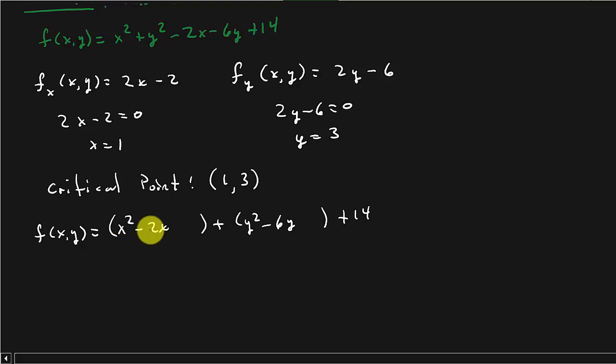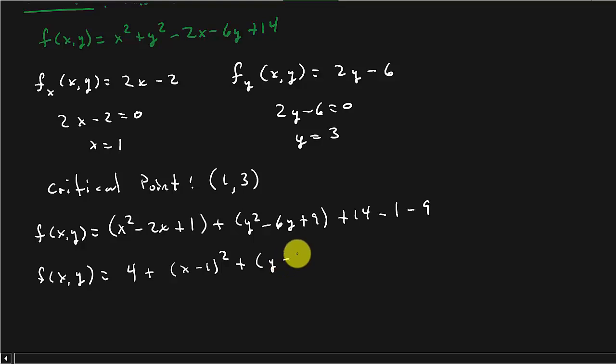So if I take the 2, I half it, that's 1. 1 squared is 1, so I add 1. That means I have to come over here and subtract 1. And then I half the 6, that's 3. 3 squared is 9, so I add 9. So that means I have to come over here and subtract 9. So I get f(x, y) equal to (x minus 1) squared. Let's write it like this: this right here is going to be 4, when I combine the numbers, plus (x minus 1) squared plus (y minus 3) squared.